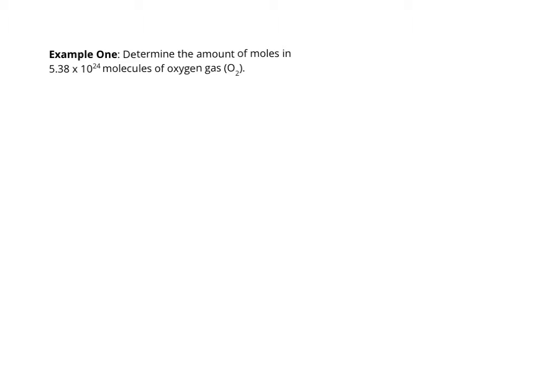Now that you've read through the notes on Avogadro's number, it's time to attempt some calculations. This example says determine the amount of moles in 5.38 times 10 to the 24 molecules of oxygen gas. It's really important that you recognize what you're looking for. It says determine the amount of moles, and we know that we have 5.38 times 10 to the 24th molecules.